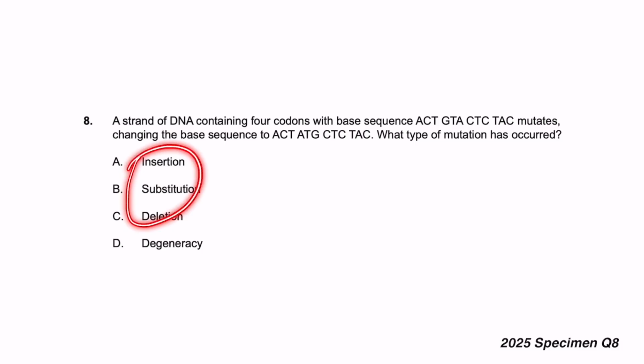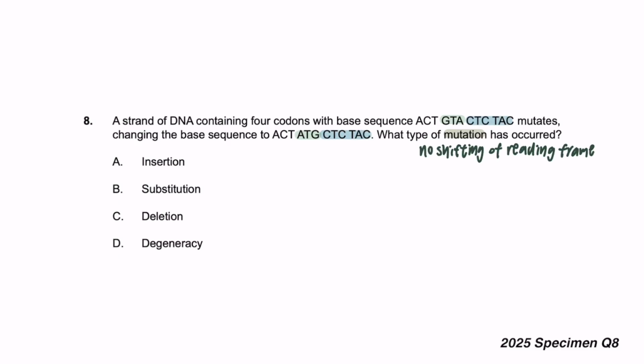Only the first 3 choices are examples of mutations. Mutation refers to the change in DNA base sequences, and the change occurs here. The base sequence after the change remains the same. That means there is no shifting of reading frame, which is a feature of insertion and deletion mutation. So this is a type of base substitution mutation. The 3 bases have been replaced.